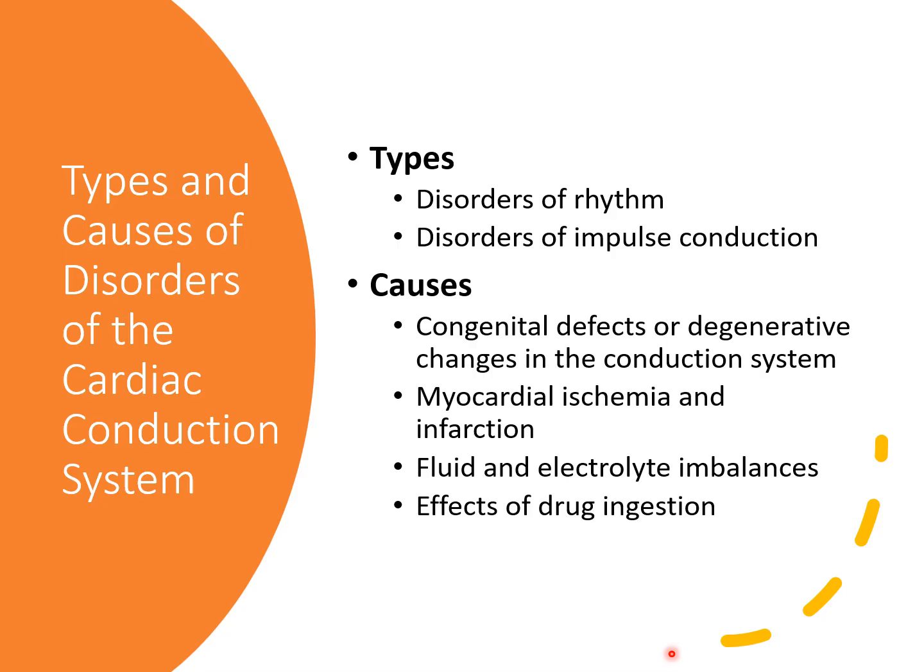So then we'll talk about some of the different types and causes of disorders of the cardiac conduction system. One thing to understand is that arrhythmias are not necessarily pathologic. Some people have arrhythmias that are really pretty benign and don't really cause any problems. And know that arrhythmias can occur in both healthy and diseased hearts.